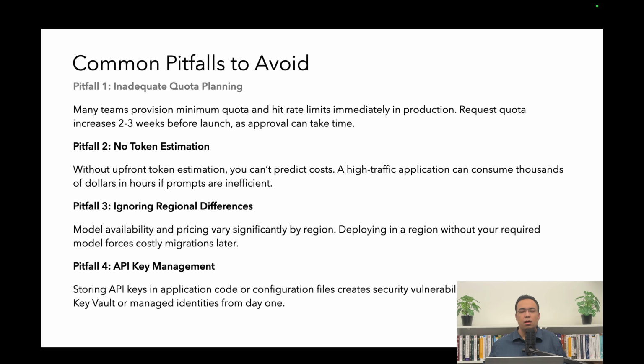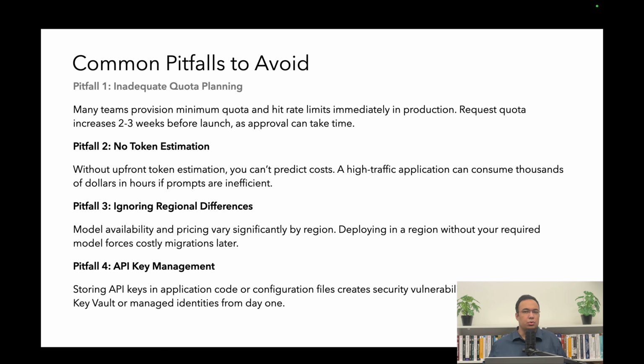Pitfall 1 is inadequate quota planning. Many teams provision the minimum quota just to get started and then hit rate limits immediately when they go to production. Azure quota increases can take time to process, sometimes even 2 to 3 weeks. You should request quota increases well before your planned launch date, not after you are already experiencing rate limiting errors.